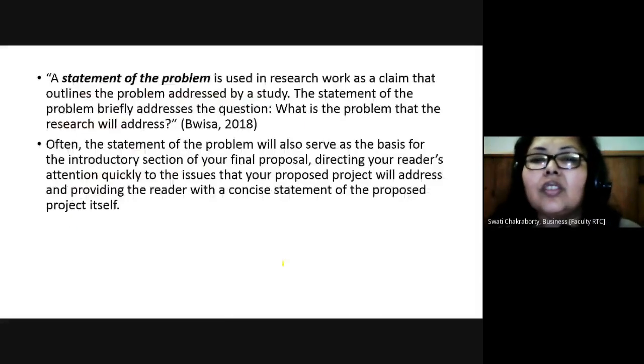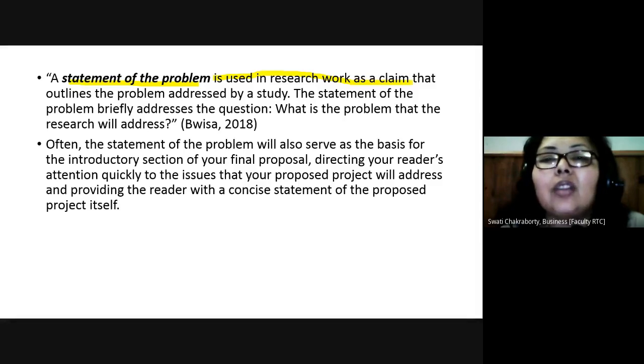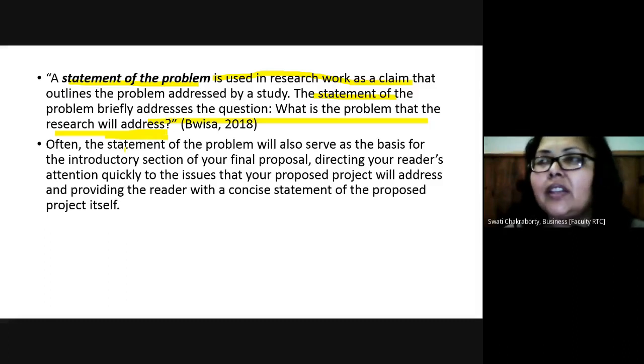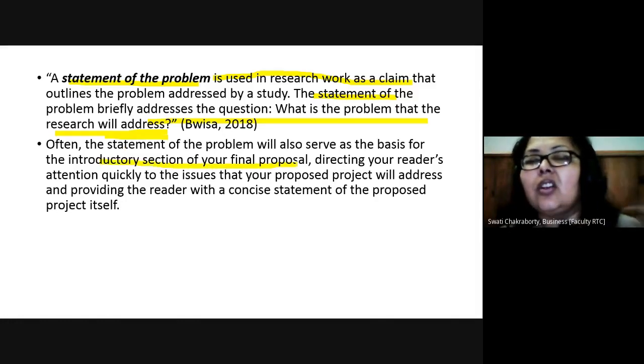So, the statement of the problem in research work serves the purpose of helping you outline the problem which is expressed by a study. The statement of the problem briefly addresses the question: what is the problem that the research will address? And quite often, the problem statement will also serve as a basis for the introduction portion, the introductory section of your final proposal.